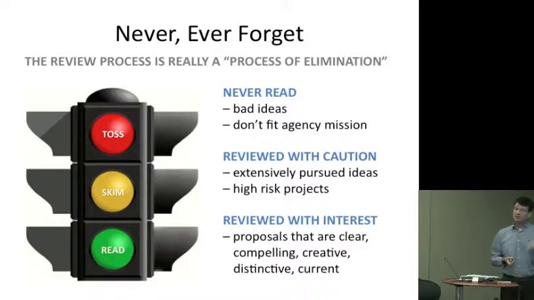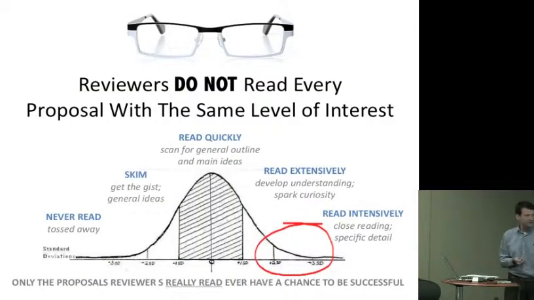What gets funded? Proposals that are clear, compelling, creative, distinctive, and current. And we're going to talk about what that is. Reviewers don't read every proposal at the same level of interest or the same speed. They never read some, skim some, read quickly others, read some extensively, read others intensively, and it's just like a bell-shaped curve. You really want to develop a proposal that a reviewer is going to read intensively.